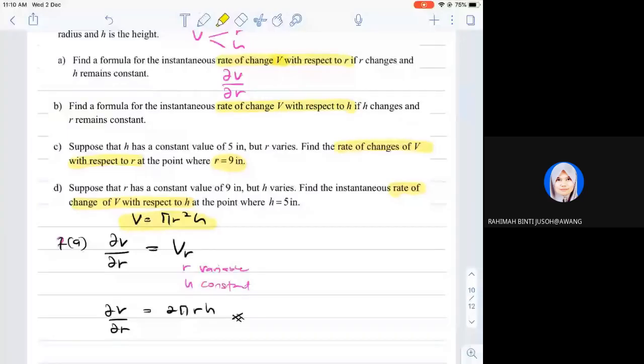Okay, question number 7D. The same value, but we need to find rate of change of V with respect to H. So del V del H pula lah dia nak, soalan D ni. So del V over del H equals to pi r squared. So pi multiplied by 9 squared, we have 81 pi. Okay, settle. So settle question number 7.